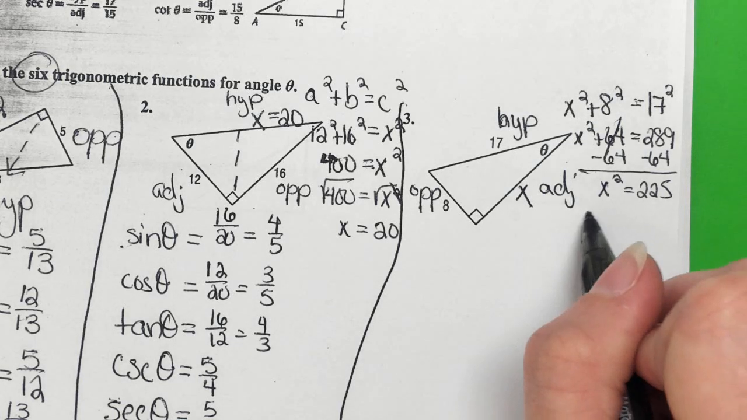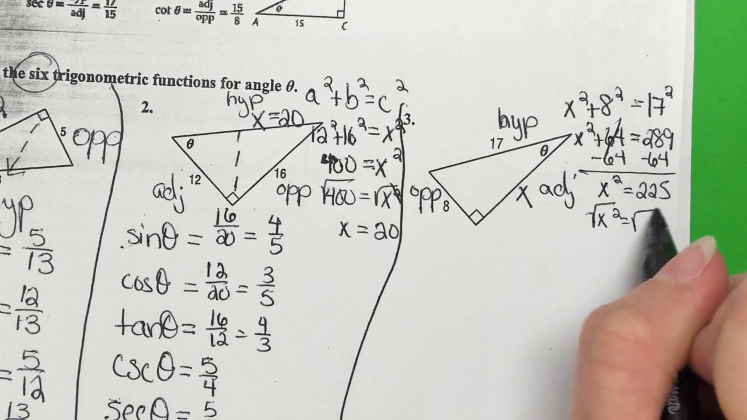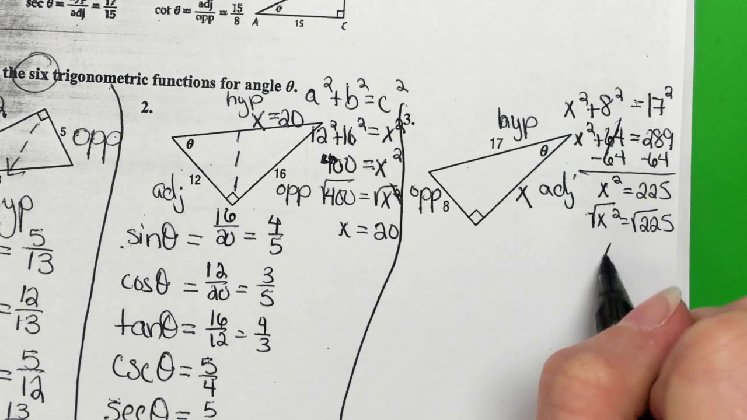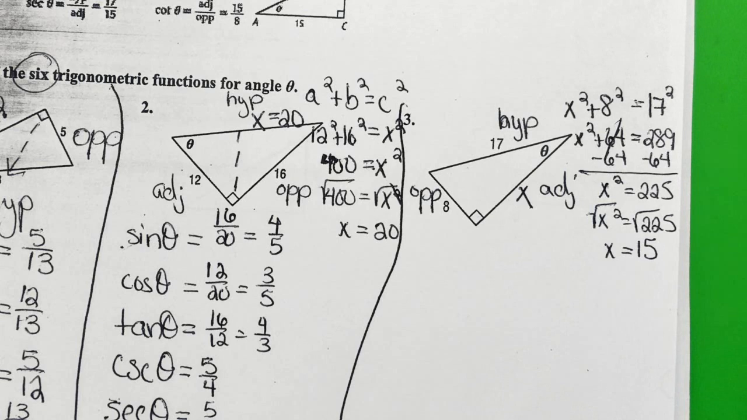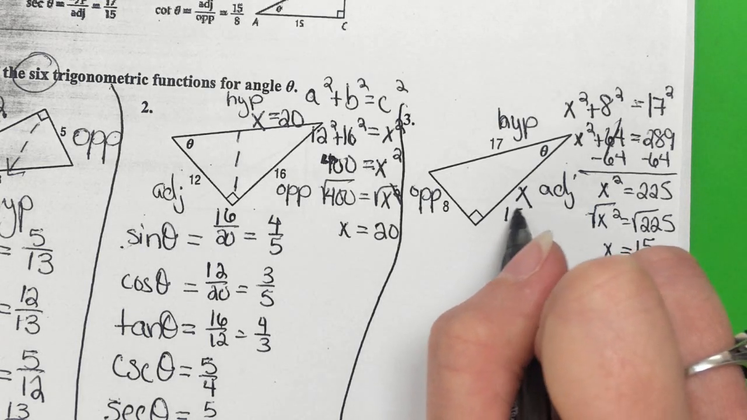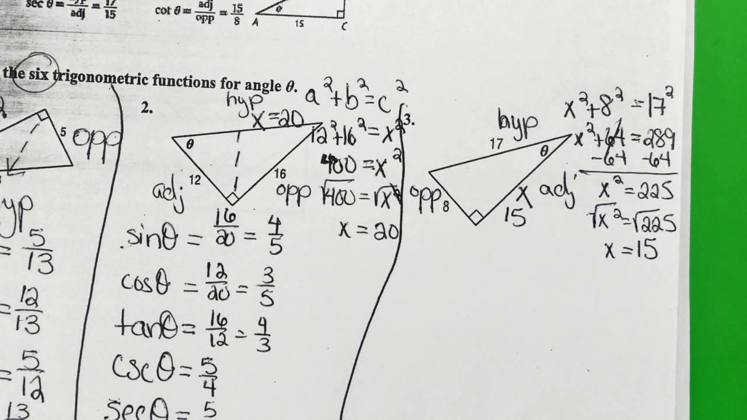Okay. All right. So now you square root it. And what's the square root of 225? 15. Maybe this one wasn't different. Maybe I was being nice to you on this one. Okay. See if you can find all your trig functions.